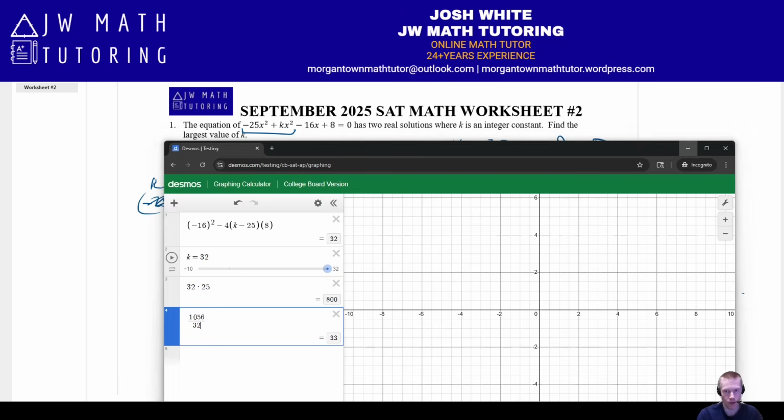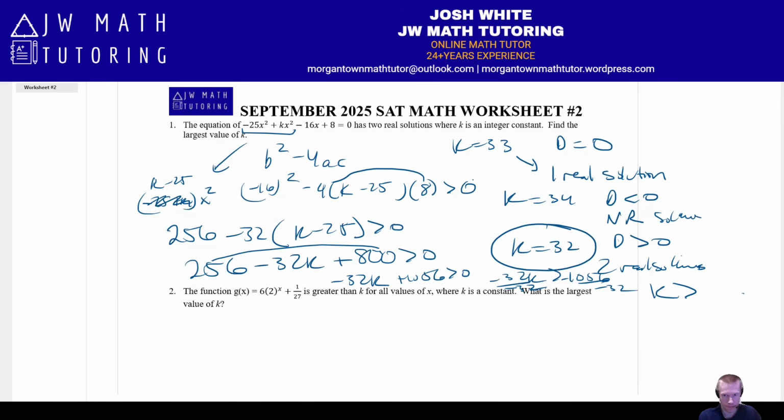So notice, technically, I change this here. The sign flips because I'm dividing by a negative, and then 33 is the number here. So when I solve this out, I get k is less than 33. So then you're thinking, what's the largest value of k? Well, since it has to be an integer, the answer must be 32. So that's another alternate way to do it, but I would just prefer to go straight to Desmos instead of spending all this time writing out the algebra.